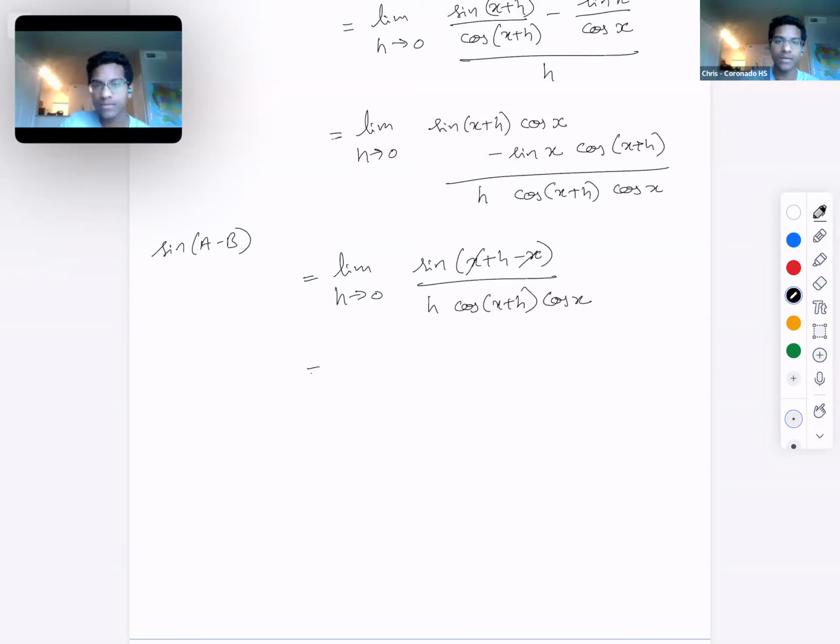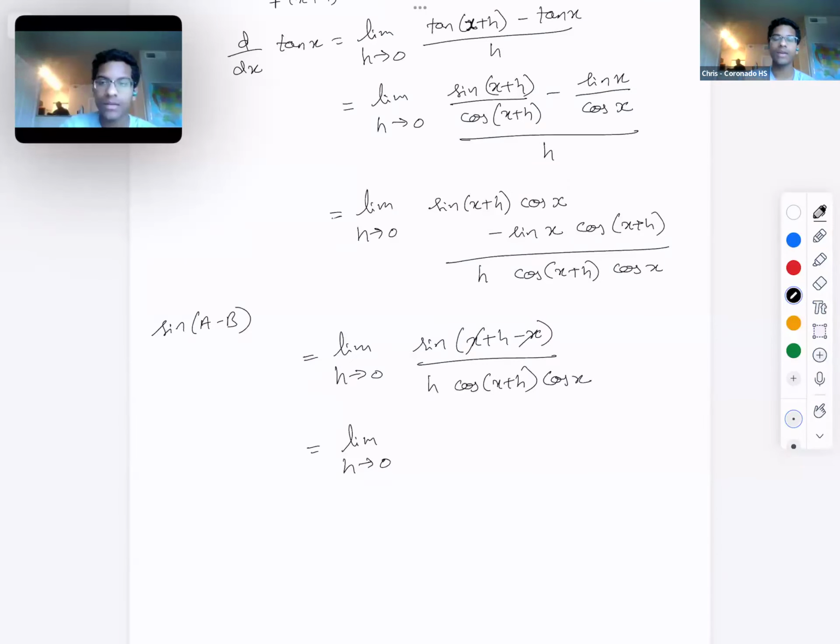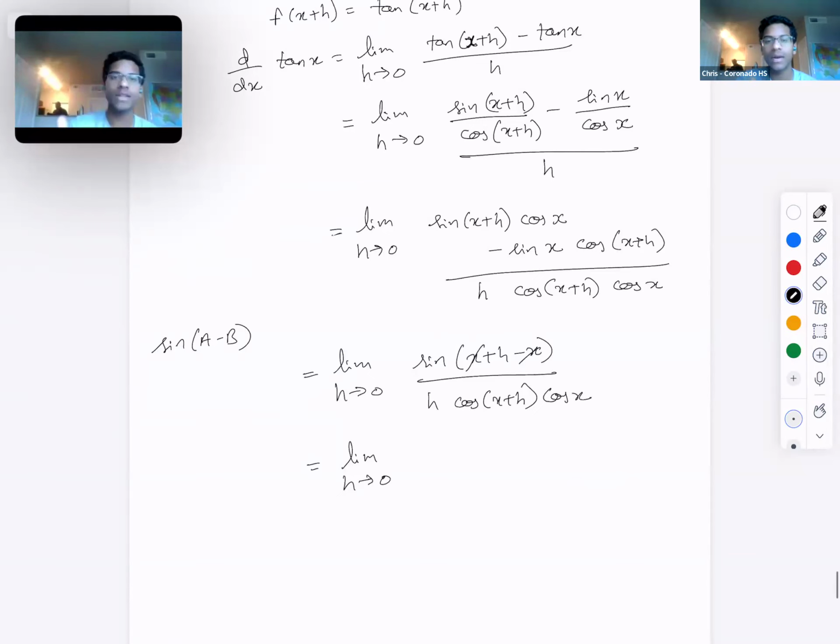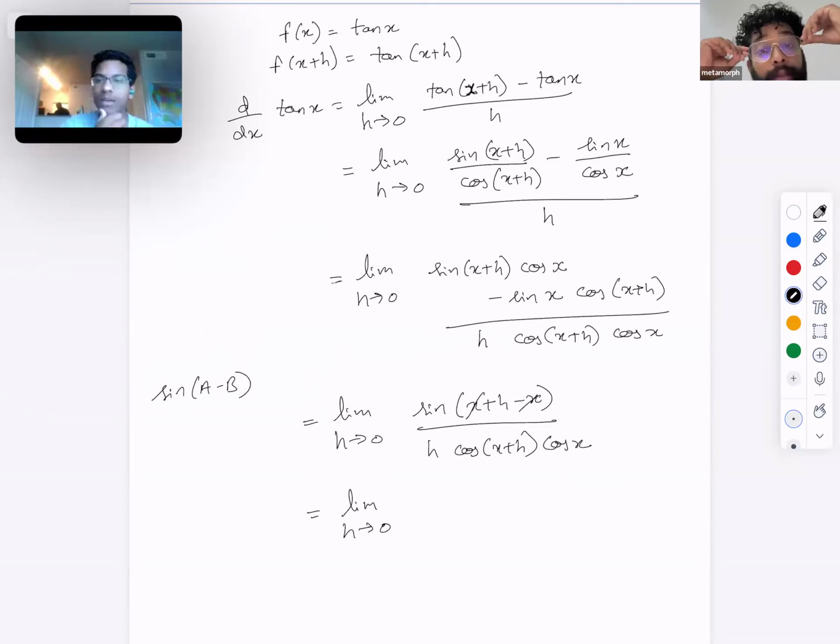Now I'm going to distribute limits. Just one doubt on the previous steps. With sin (x plus h) times cos x minus all that, wouldn't we have it separately, sin (x plus h) times cos x divided by cos x, minus sin x times cos (x plus h) divided by h cos (x plus h)?